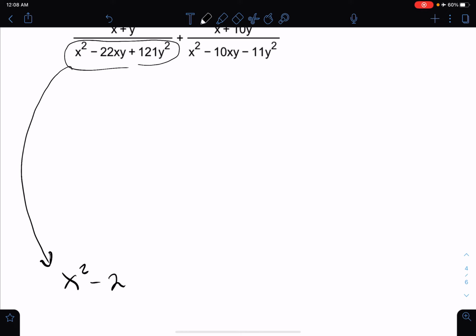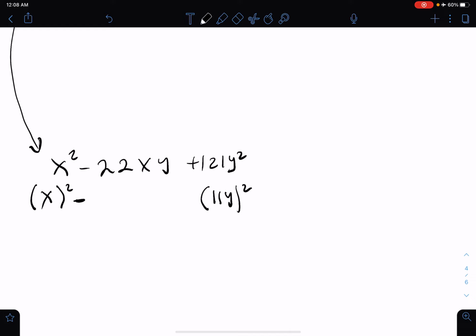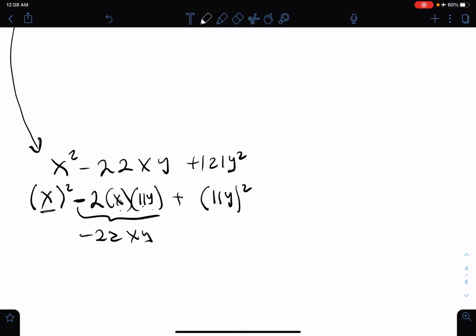x squared minus 22xy plus 121y squared. So what you want to do here, the easiest way, is to realize that this is a perfect square. And then you want to check, is this a perfect square? 11y times 11y is 121y squared. So then the big question is, is this one of those special ones where the middle is negative 2 times your x times your 11y? Let's see if that's true. Negative 2 times 11 gives me negative 22, and we have an xy. That's exactly what's going on right here.